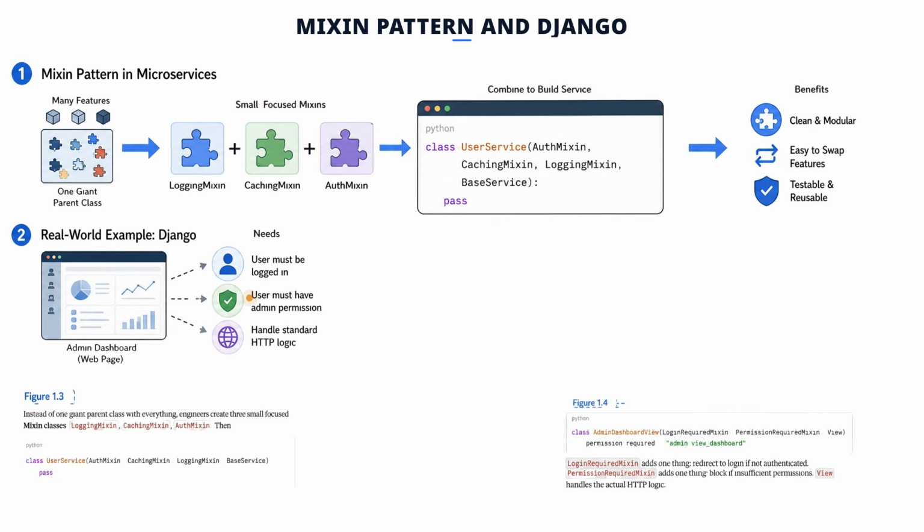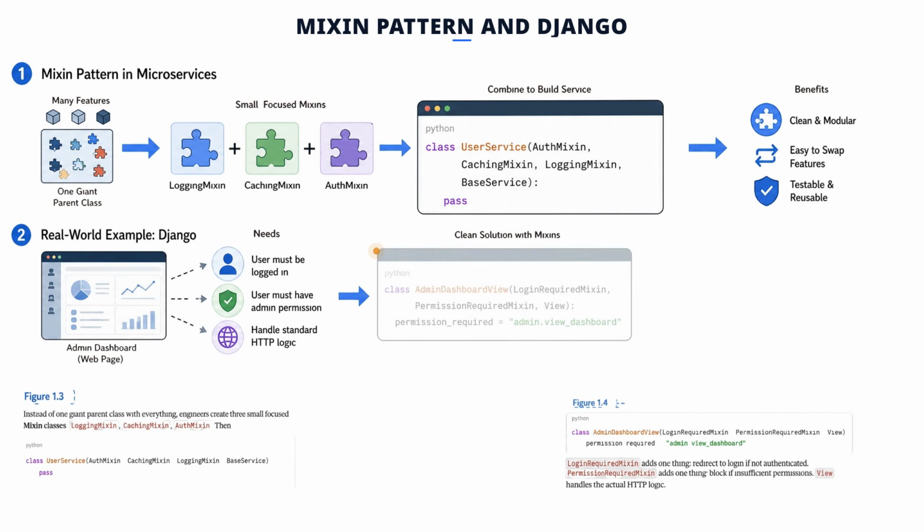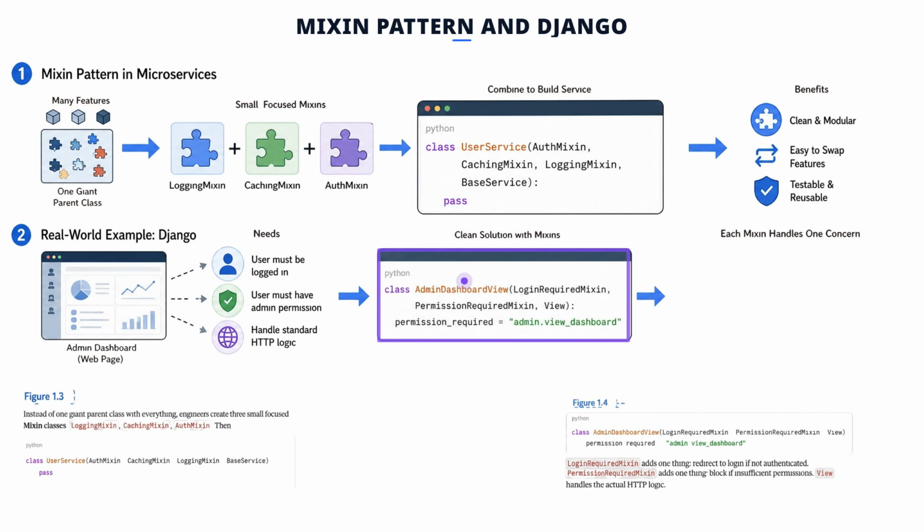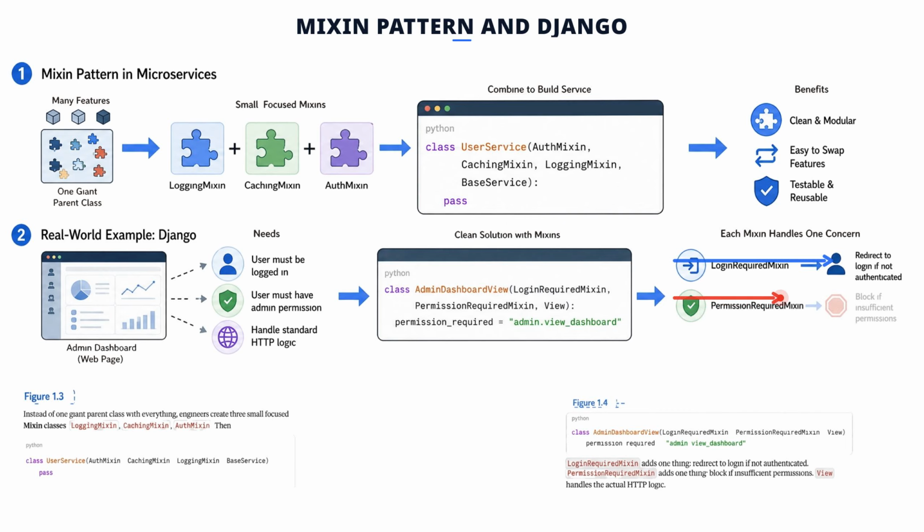Instead of writing a complex web of if-else statements, the developer handles this elegantly by combining mixins. If you look at the admin dashboard view code, it simply inherits from three targeted classes. Because of this structure, the login required mixin takes full responsibility for redirecting unauthenticated users. The permission required mixin steps in to block anyone without adequate admin rights. Finally, the standard view class takes care of the actual web communication.